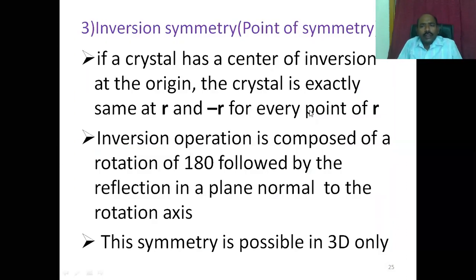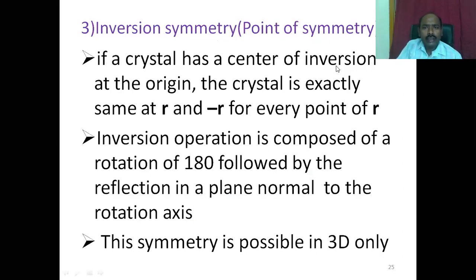Now, inversion symmetry. It is also called point of symmetry. In inversion symmetry, symmetry exists about a point, or with respect to a point. Therefore, we are naming it, in other words, point of symmetry.